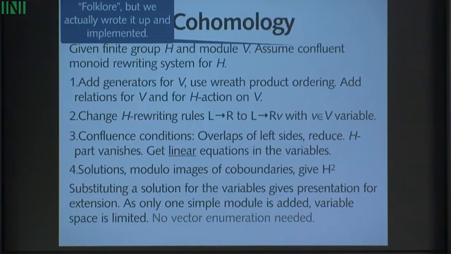And if we substitute a solution for the variables in these rewriting rules, we get a presentation for the extension. I'm adding here just a single simple module, so the number of variables is not that large. I don't need something like vector enumeration, which potentially on the way constructs something like the regular module before things collapse again. So compared with a Niemeyer SQ, this is much easier to do than before.